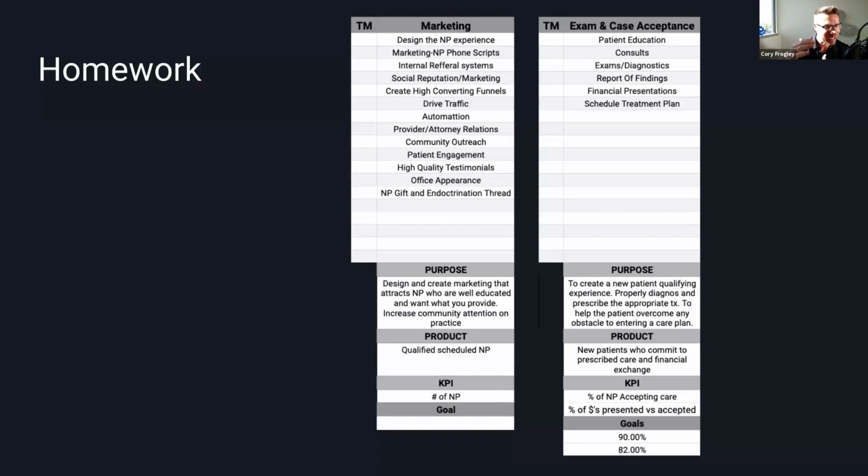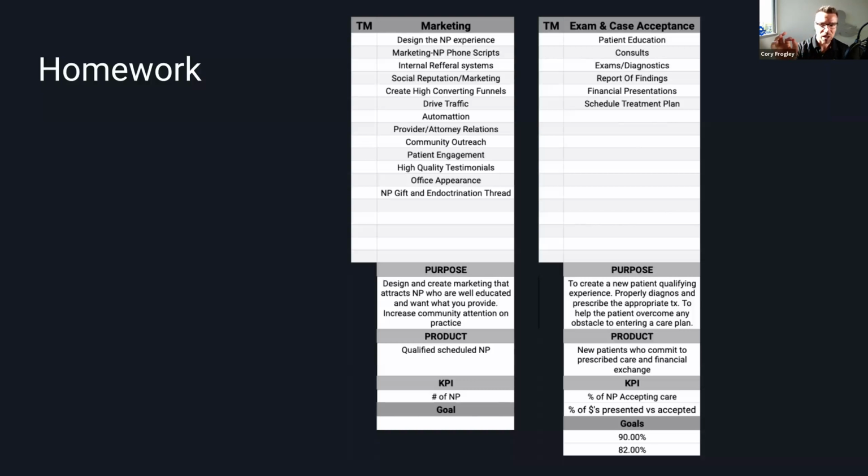Now, I can't make this perfect for every practice. So it is important that you take the time to add, delete, change anything in here to match your system, okay? If you add or change this, make sure it matches the purpose and make sure it matches the product. And then you understand the KPI of why we measure this.